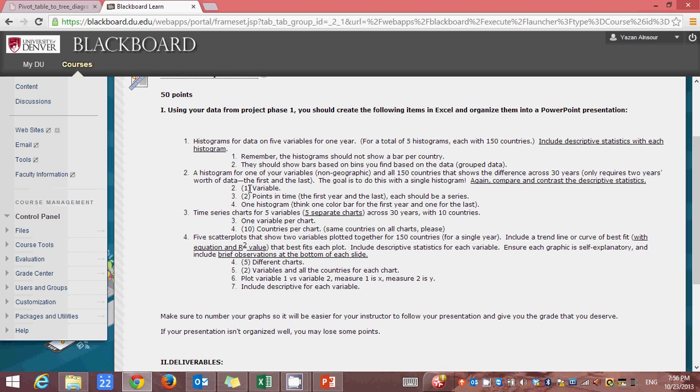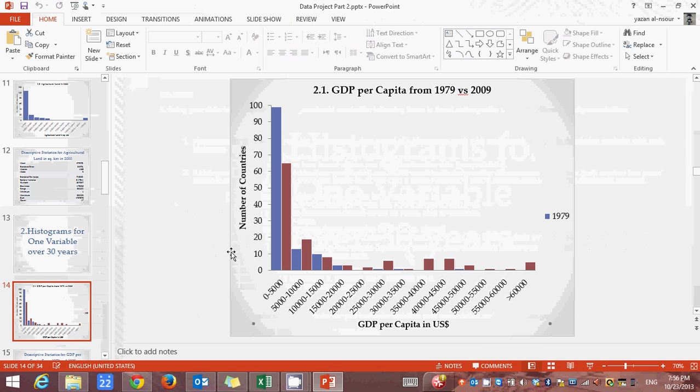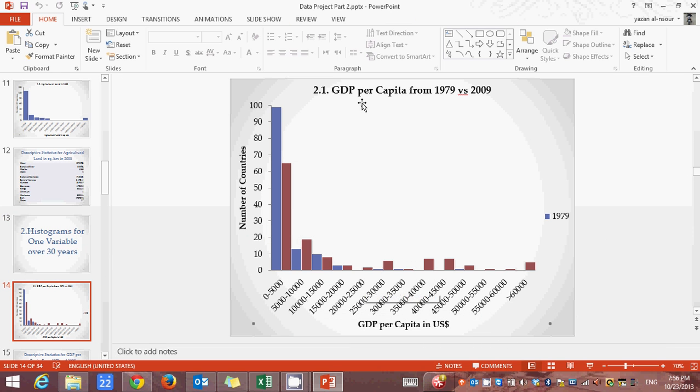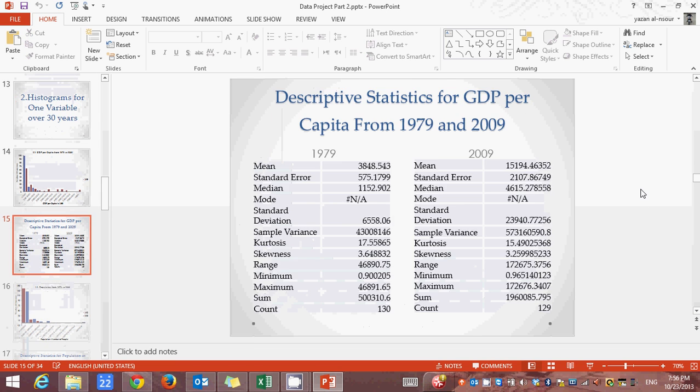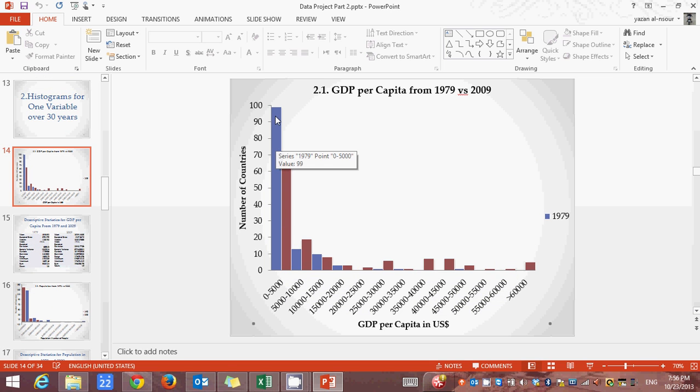So going back here, we have now this histogram, and there's 2 variables. So there's the GDP per capita, 79 versus 2000. Okay, and you can see the GDP and how it differs. Like in 79 there were more poor countries than in 2009. So actually countries are becoming wealthier.